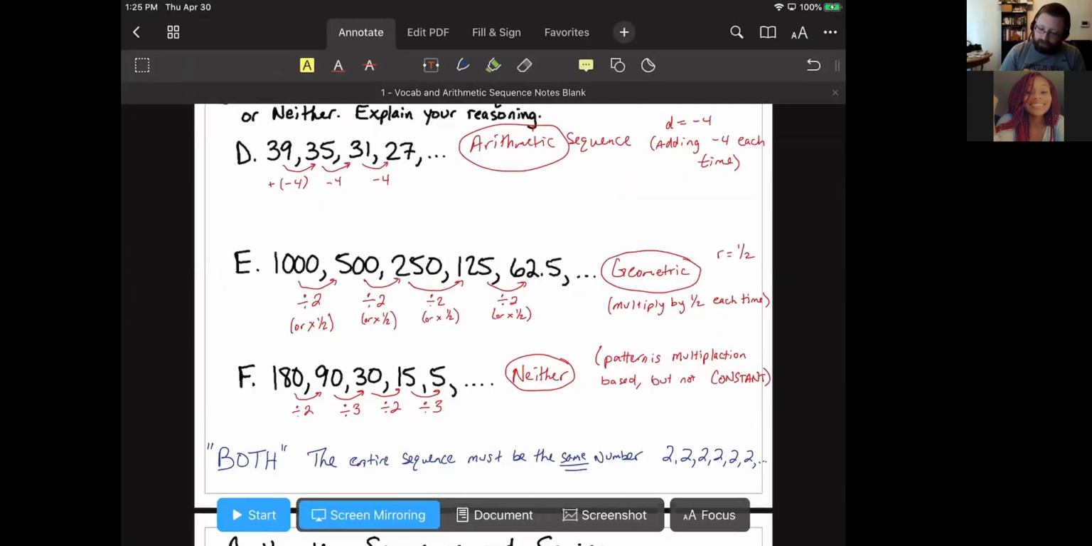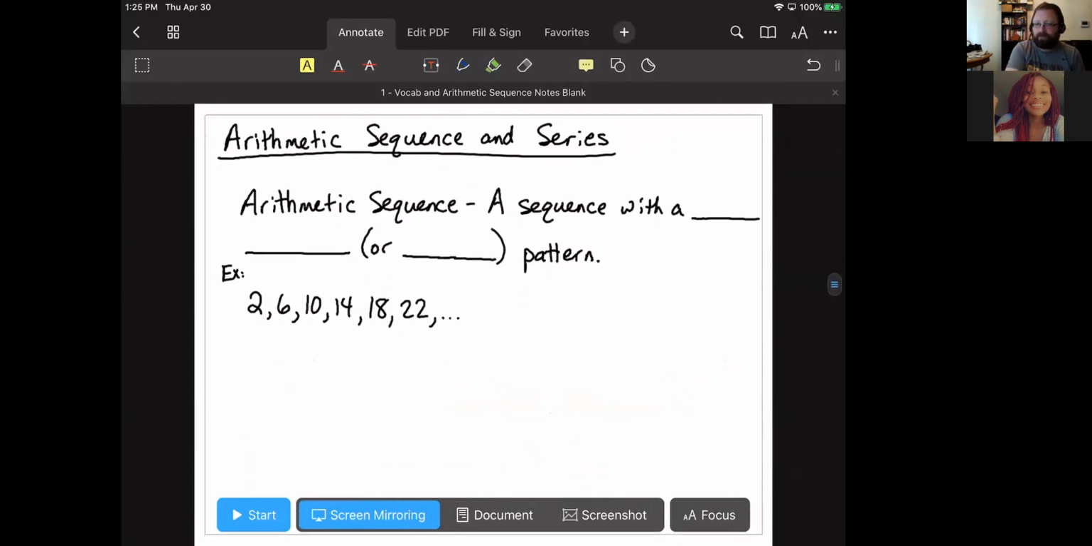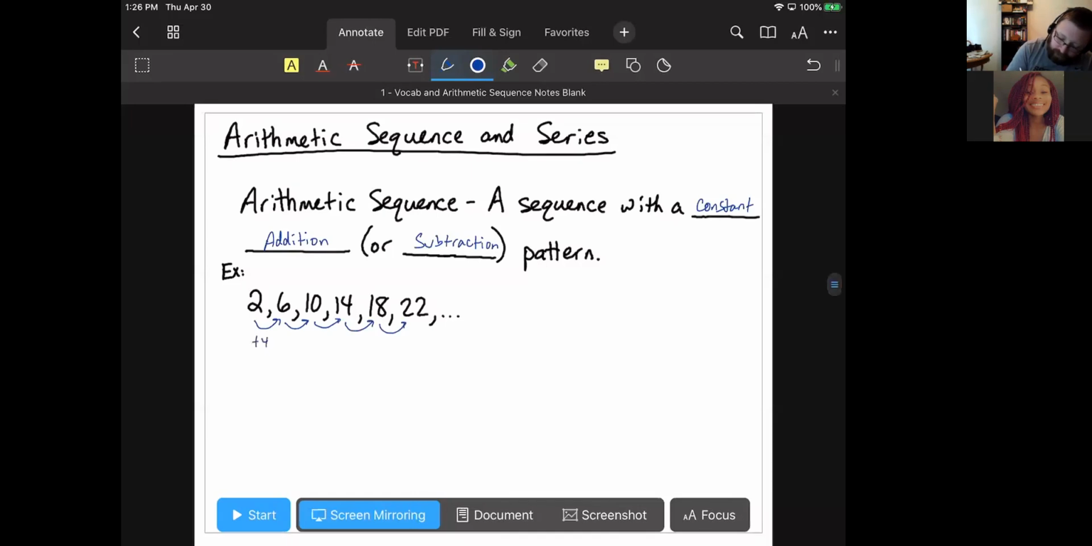Okay. So moving back down here, now we're just going to focus specifically on arithmetic sequences, okay? So an arithmetic sequence, as we said before, is a sequence with a constant, that is a very key word, addition or subtraction pattern. So for example, we have an arithmetic sequence here, 2, 6, 10, 14, 18, 22. Okay, the pattern that we should see there is that every term is the previous term plus 4.